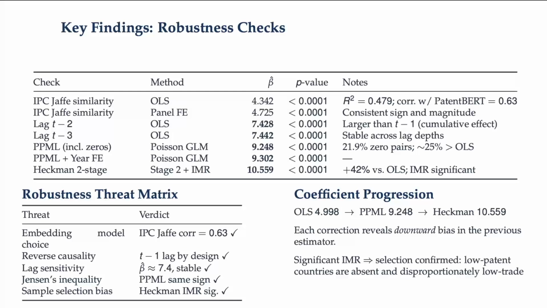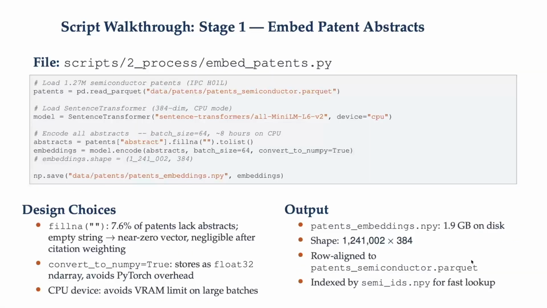Other things we need to note: as I reported before, IPC Jaffe correlation is 0.63, so the embedding model choice was valid, and a T-1 lag is used to avoid reverse causality. And lag sensitivity was tested at T2 and T3. Beta hat is 7.4-something, so very stable. T-1 is valid.